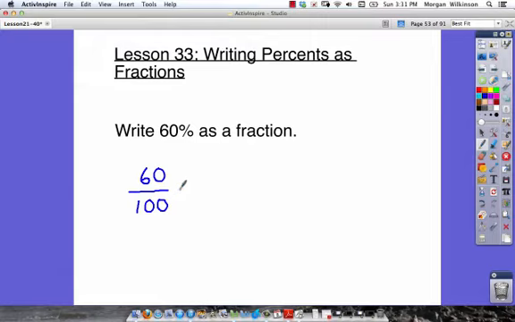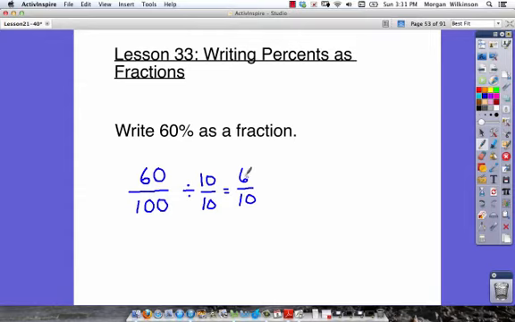If we want to do that, well, we need to figure out what we can divide both of these numbers by in order to reduce it. Well, if you look at it, 60 and 100, they're both divisible by 10. So let's go ahead and divide both numbers by 10. 60 divided by 10 is 6, and 100 divided by 10 is 10, so we get 6/10.